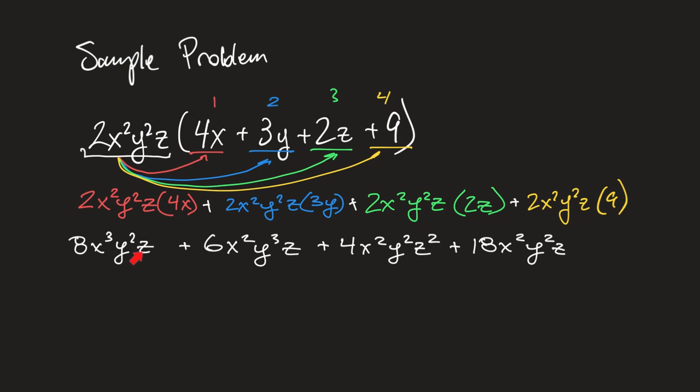8x cubed y squared z plus 6x squared y cubed z plus 4x squared y squared z squared plus 18x squared y squared z squared. That's a mouthful. Now you might be wondering why I'm not combining terms.